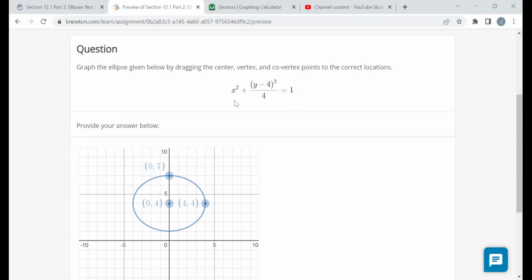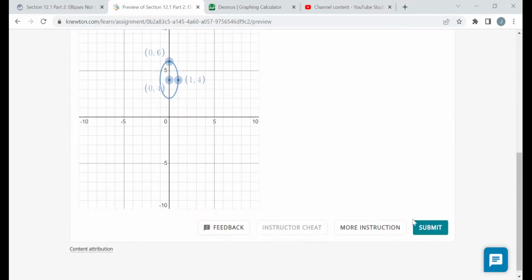Then under the x, it's a denominator of 1, so the co-vertices should be 1 unit right and left of the center. Under the y, they have 4, which is 2 squared, so the vertices should be 2 units above and below. So if I have 0, 4 here, 0, 6 would actually be a point on the graph, and you can plug these points in. Plug in 0 for x and 6 for y. Plug in 1 for x and 4 for y, and you'll see they make this true. The center doesn't work. Remember, the center doesn't work. It's the points on the ellipse that actually should make the equation work, and that should be good.